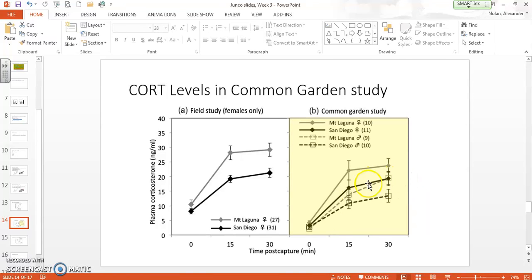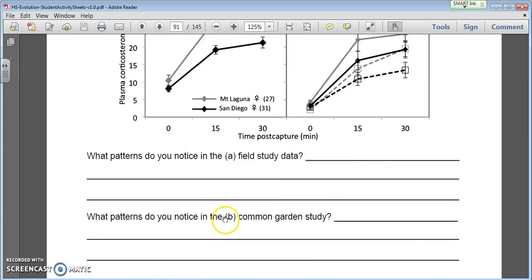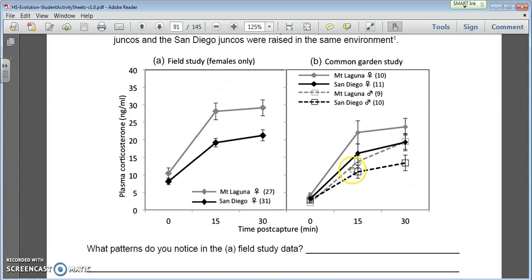And we can also fairly easily see that there's some pretty significant differences, not only between the Mount Laguna and San Diego birds, but also between the males and females. So we see that there's some differences here. So like I just showed you, I want you to go over here and I want you to respond to those questions about these graphs. It shouldn't be too terribly challenging to try to interpret these graphs.